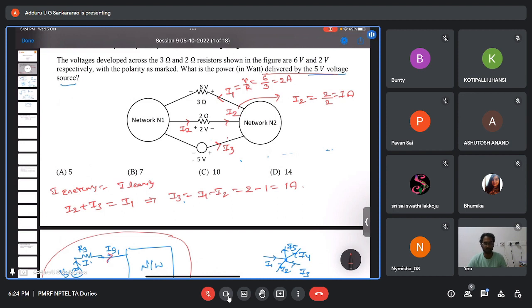Now we know power. What is the power delivered? Power delivered by the 5 volt source is, we know, voltage into current. So voltage is 5 volts and current is 1 ampere. So power delivered equal to 5 watt. Is that okay?